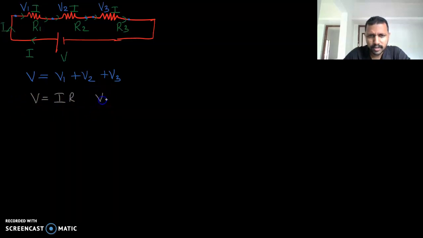Then what can we write about V1? V1 is the potential difference across the first resistor. It could be written as IR1 since current is same. Similarly, V2 can be written as IR2 and V3 can be written as IR3. You can see it from the diagram.